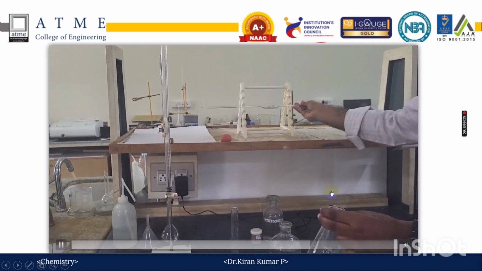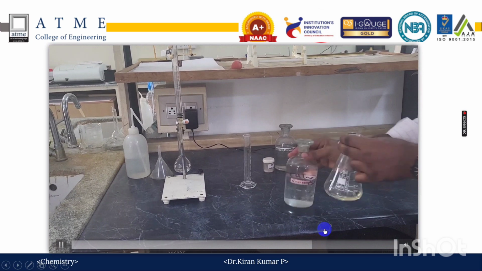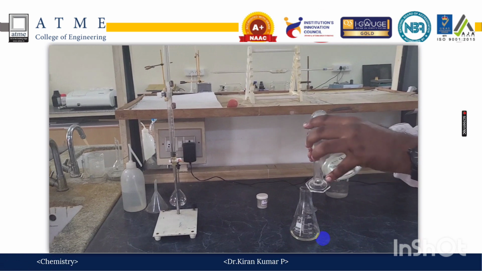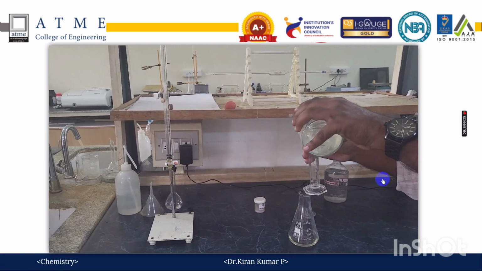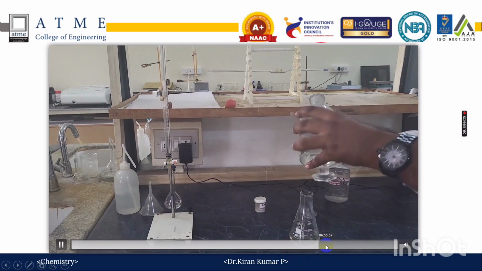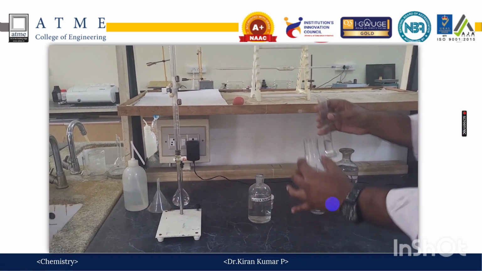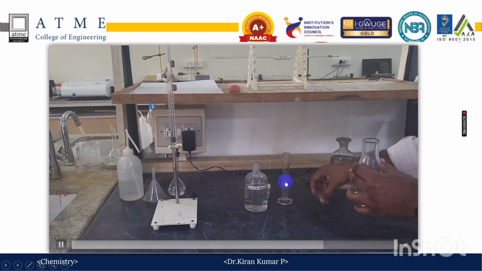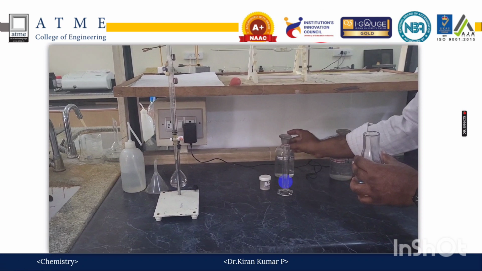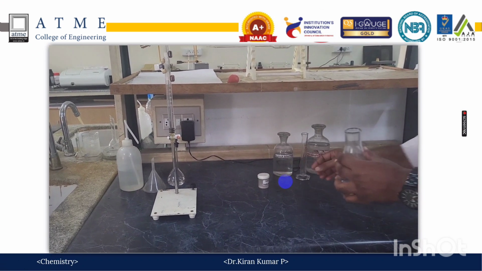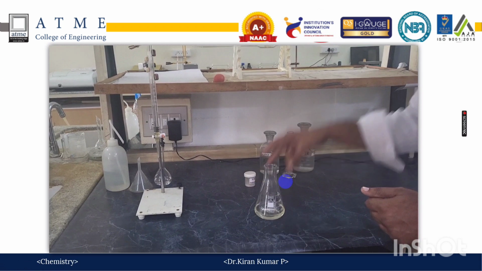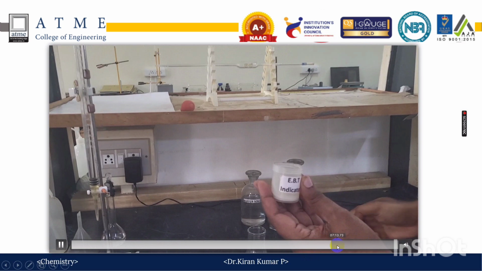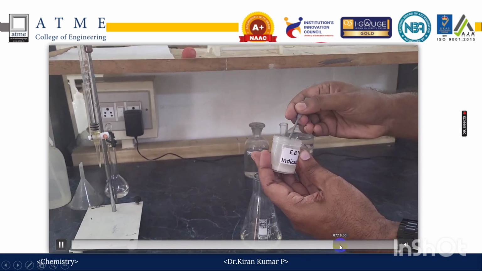Now add 5 to 10 cm cube of buffer solution, which maintains the pH. Since during the reaction process there will be evolution of H plus ion, which will decrease the pH of the solution, it is mandatory to add the base buffer. Now add EBT indicator. A pinch of EBT indicator is added.